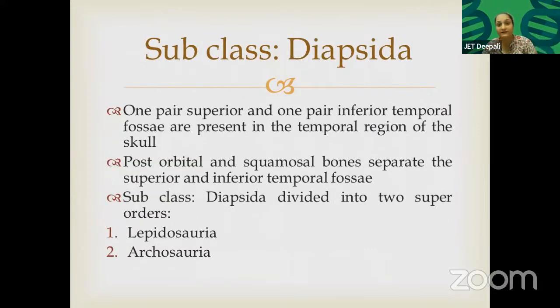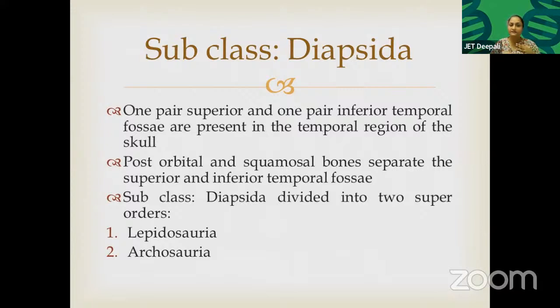Now coming to the subclass Diapsida, which is a long class having further classification inside. So let's start Diapsida. One pair superior and one pair inferior temporal foci are present in the temporal region of the skull. Post-orbital and squamosal bones separate the superior and inferior temporal foci. So what bone is separating the inferior and superior? Squamosal bone or post-orbital bone.